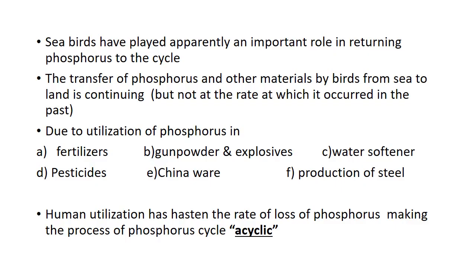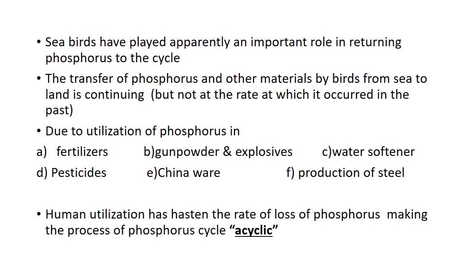What are the general utilizations of phosphorus? It is important to know that it is used in fertilizers, gunpowder and explosives, water softeners, pesticides, chinaware, and production of steel. And in our everyday use, we light our stoves with matchsticks, and the red material on those matchsticks is basically phosphorus.